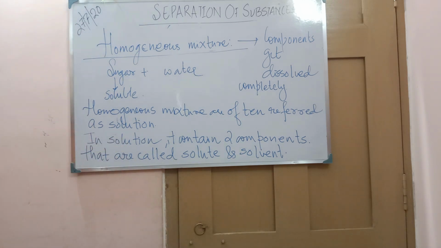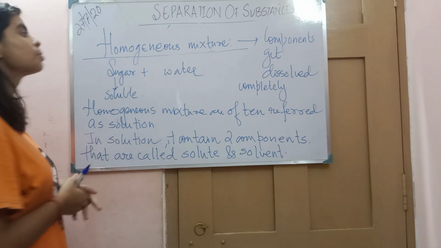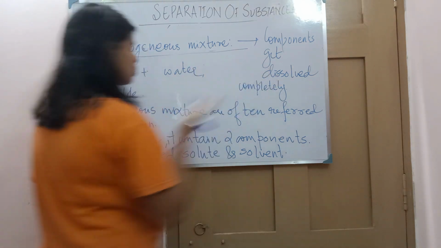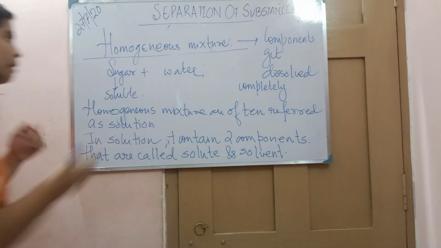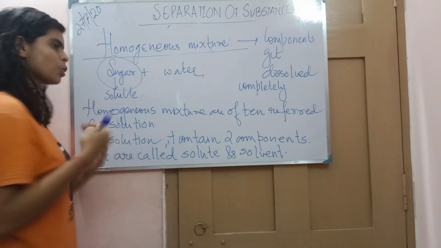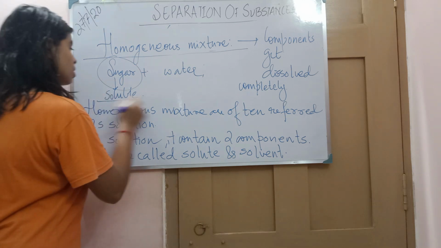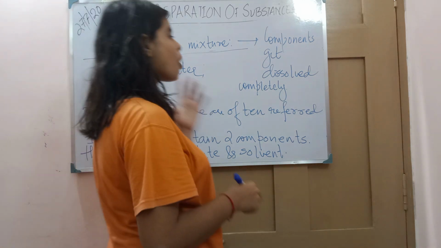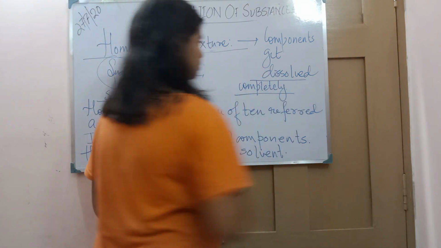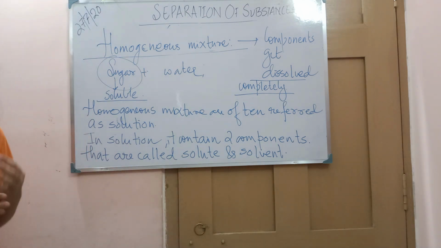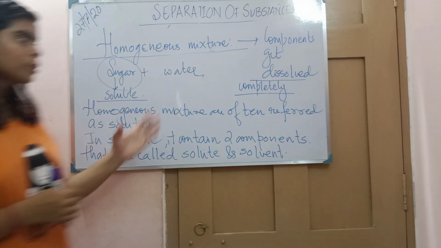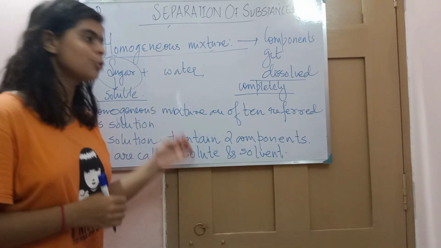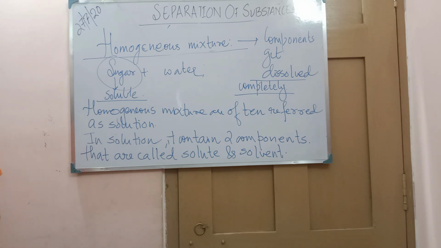So now let's see the homogeneous mixture. We have taken the example of sugar plus water. We can take any other, such as salt plus water. Now tell me, is sugar soluble or is salt soluble? Yes, salt is soluble in water. So you can say in a homogeneous mixture, the components get dissolved completely. The components that we add in water or any other substance get dissolved in it completely.